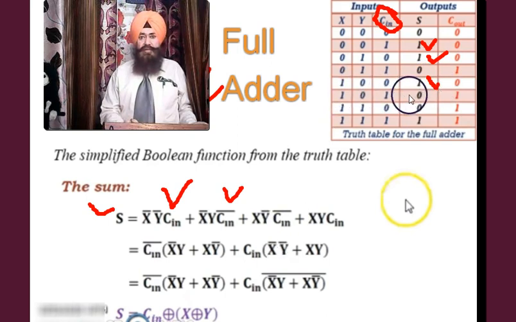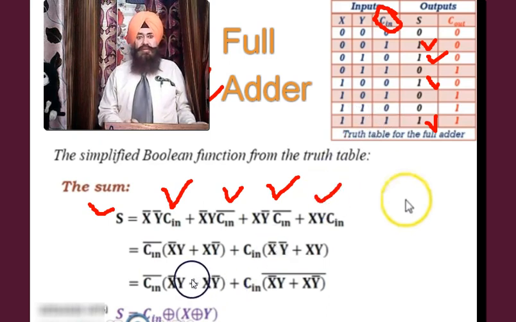X, Y complement, C in complement. This one. Last: 1, 1, 1. So X, Y, C in. This one.